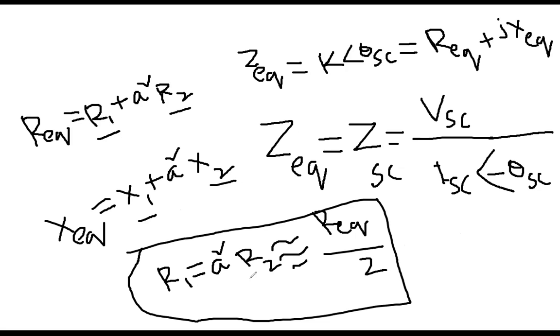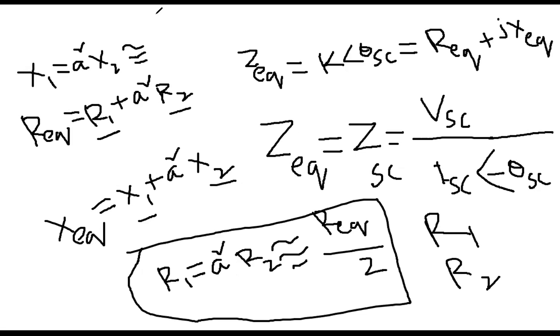So first you are getting R1. For example, if R equivalent is 50, then 50 over 2 is 25. So directly R1 is that value. You are getting the R1 value. And then how to get the R2 value? Again, A squared R2 equals that number, and A is the turn ratio of the transformer, which you will be given. Then you are getting R2. Then in exactly the similar way, for a well-designed transformer, X1 equals A squared X2, which is very close to X equivalent by 2.